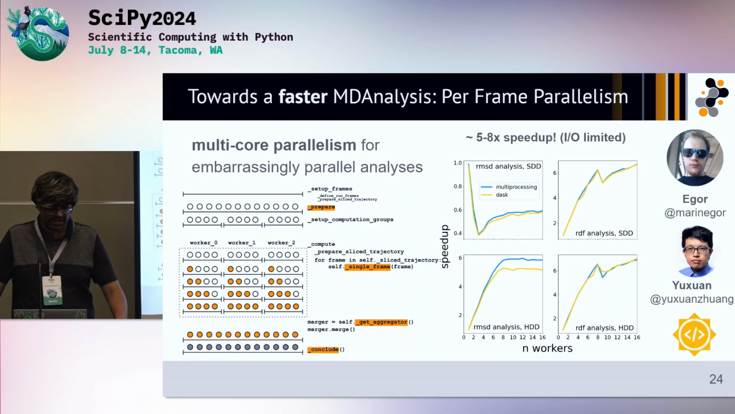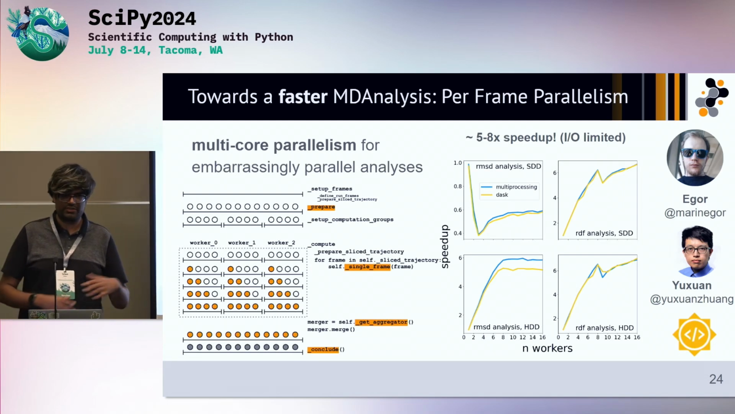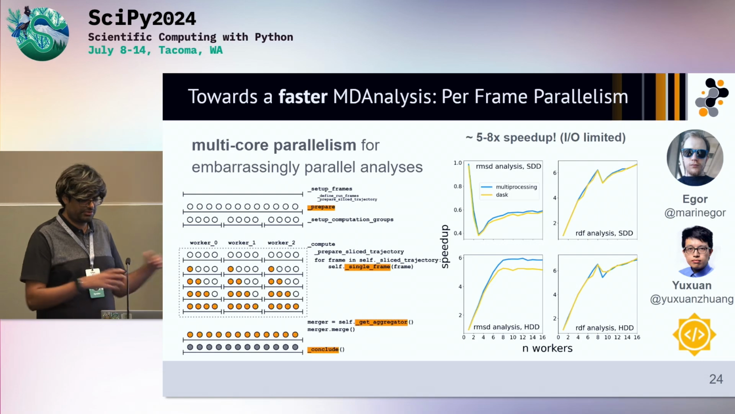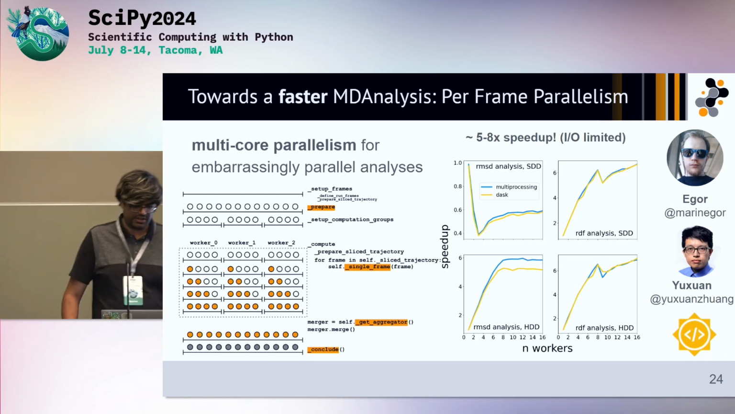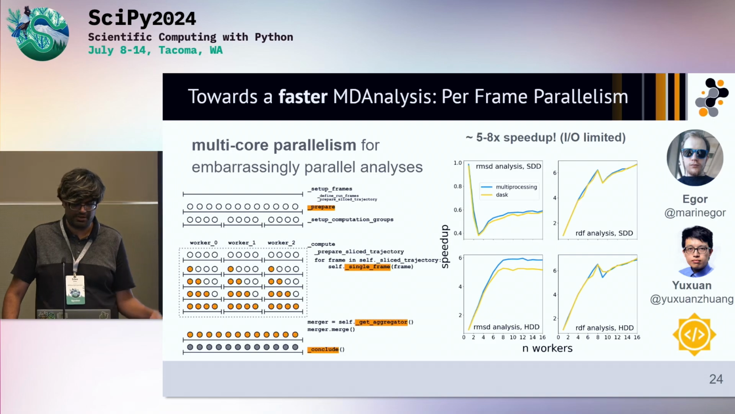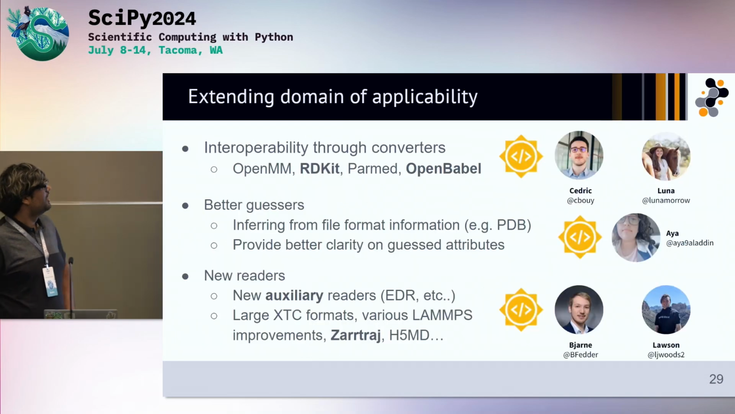And Igor last year has been working on how we can hide and bake in multiprocessing and Dask to be able to do parallelism directly. And so they've been able to show that in some cases you can get about 5-8x speed up all the way to the I/O limit. And we're hopefully delivering this at the next release.